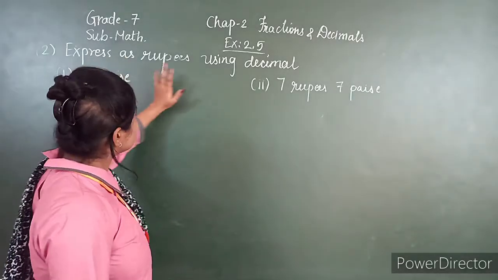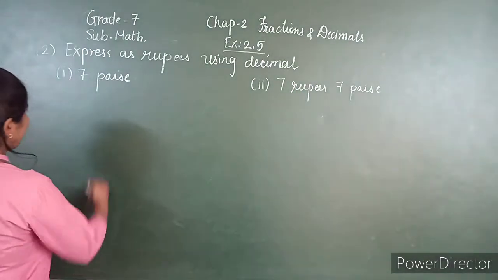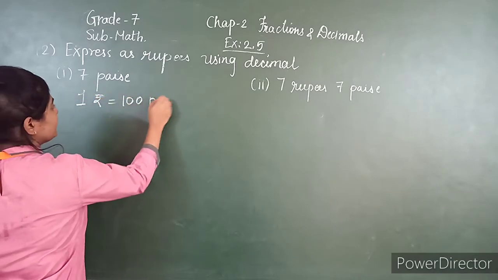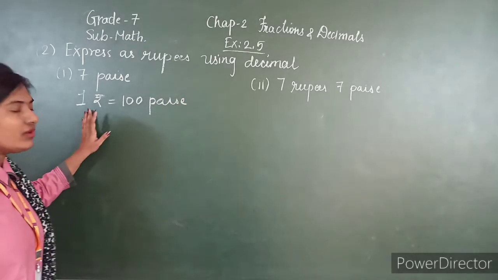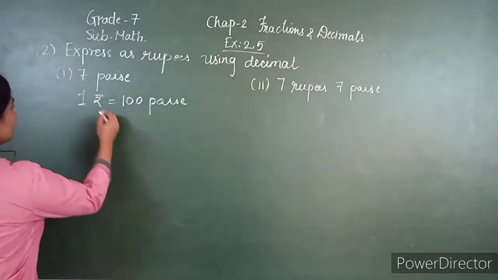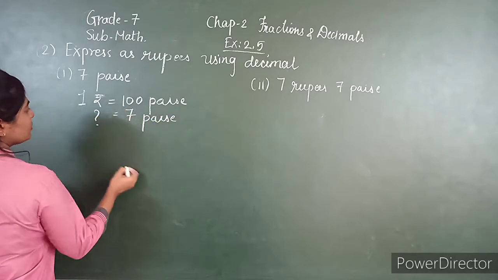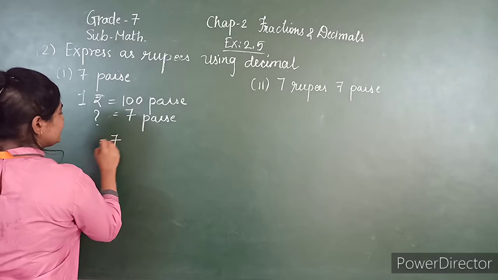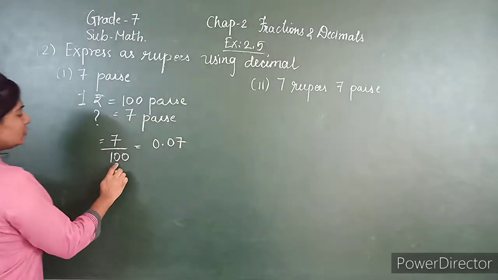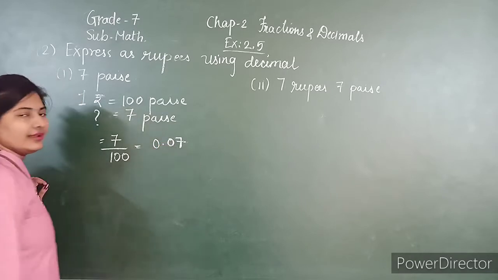Now question number 2, express rupees using decimal. First is 7 paise. We know the identity that 1 rupee is equal to 100 paise. So here we have to convert the 7 paise into rupees. So we have to write 7 upon 100. So it is 0.07. Here 2 zeros are there, so we have to make the point before two numbers.